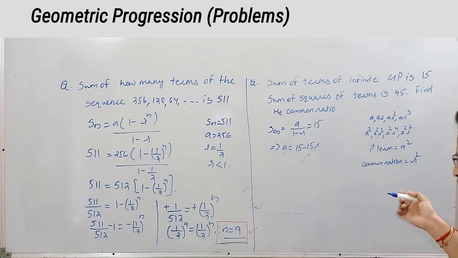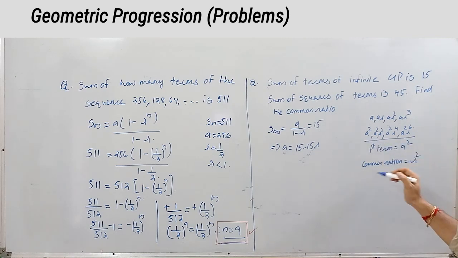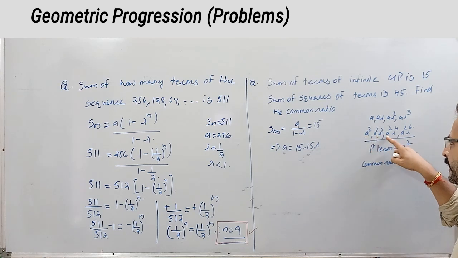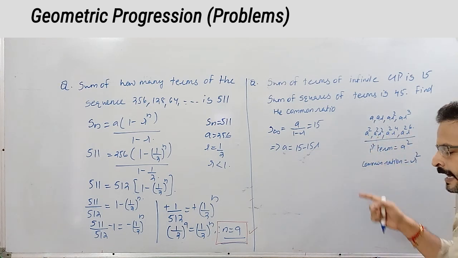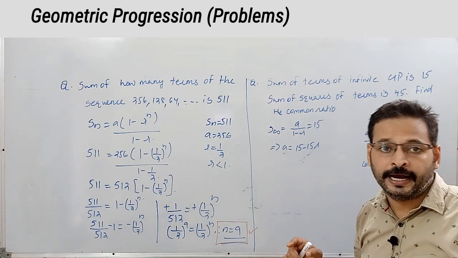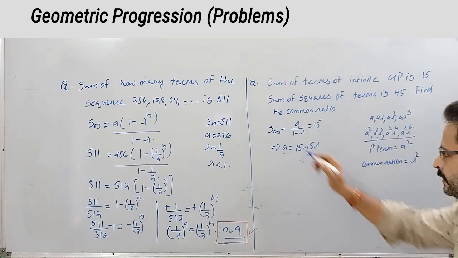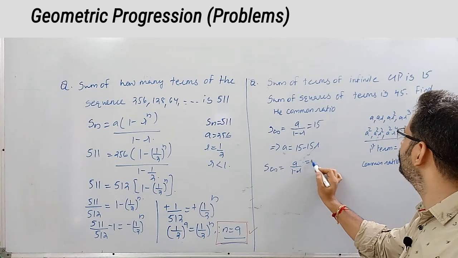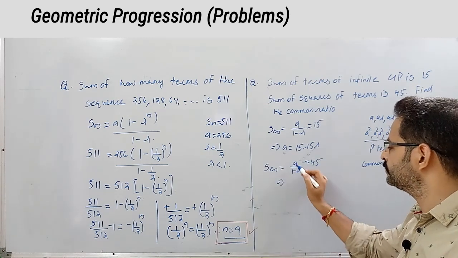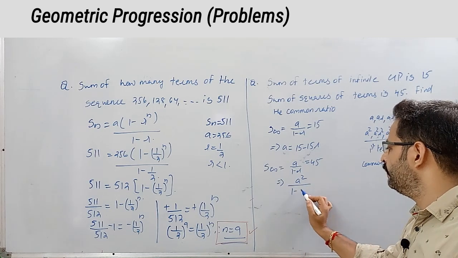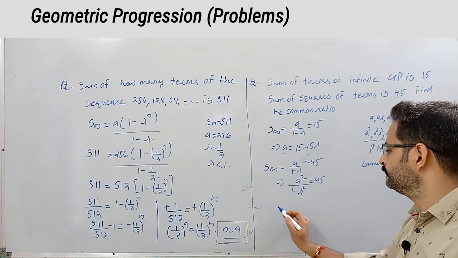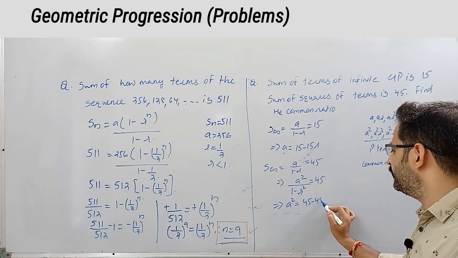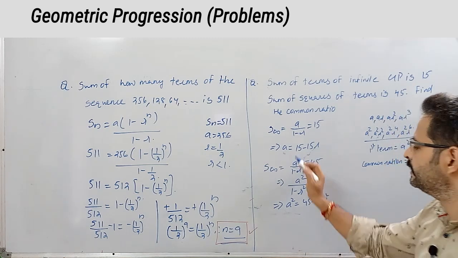Now substituting the value, that means we get another GP. If we square each and every term of the infinite GP, then we get A square, A square R square, A square R raised to 4, A square R raised to 6. That means again we get a GP. Its first term is A square and common ratio will be R square. Therefore S infinity, first term by 1 minus common ratio, is equal to 45. That implies A square divided by 1 minus R square equals 45. That implies A square is equal to 45 minus 45 R square.